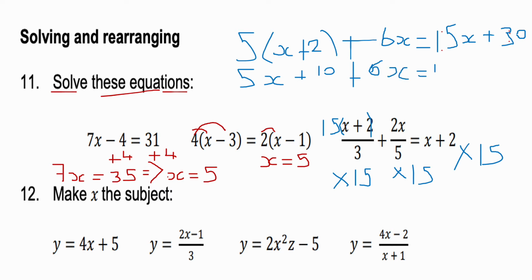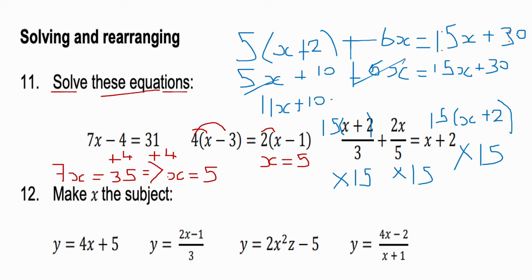Okay, so we've got to obviously be careful when we solve the equations in this one. Just to be clear, guys, 15x plus 30 has come from 15 lots of x plus 2. So I've got a single bracket here for that one. Collecting like terms on the left hand side, I've got 5x plus 6x, so that becomes 11x. 11x plus 10 is equal to 15x plus 30.